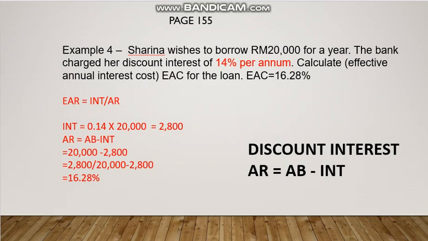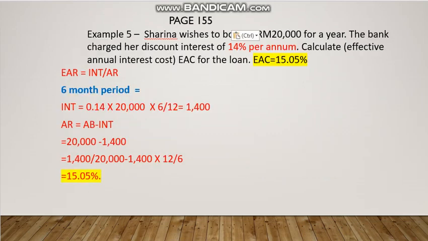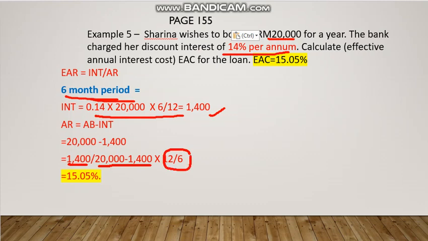Alright, now we move on to our last slide. The example is the same thing, but now they borrow for a 6 month period: 20,000, 14%. So the interest we multiply by 6 over 12, and we get 1,400. And then what about the EAC? EAC is interest divided by AR. AR we have to minus the interest, and don't forget to multiply by 12 over 6. So our final figure is 15.05.